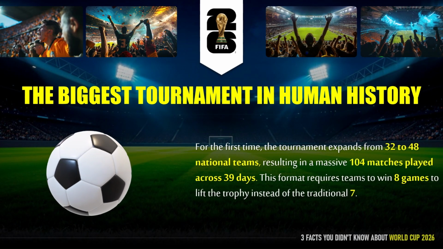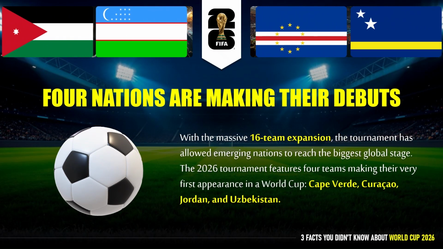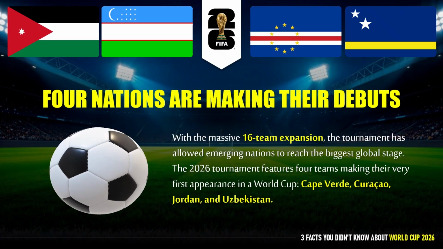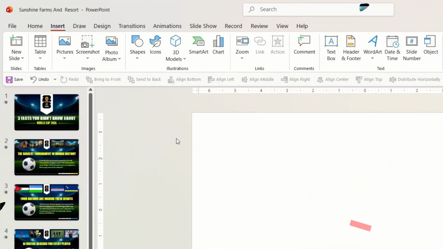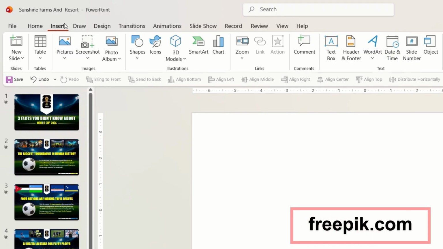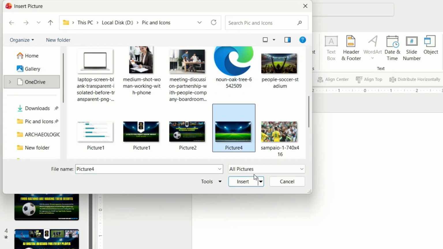In this video, I'm going to show you how to create this PowerPoint presentation. Let's start with a blank slide. I'm going to insert an image on the slide. You can get this image from FreePic. I'm going to go to insert picture. I'm going to select the option this device, and then I'm going to insert this image on the slide.